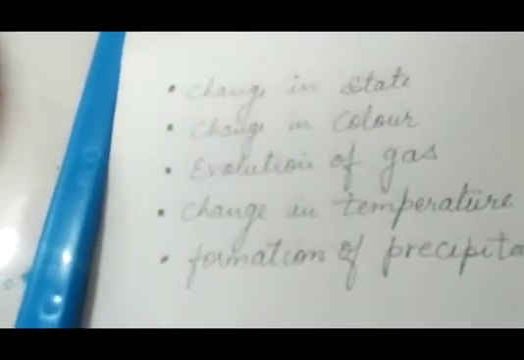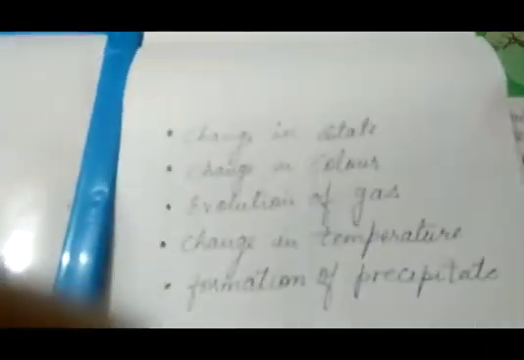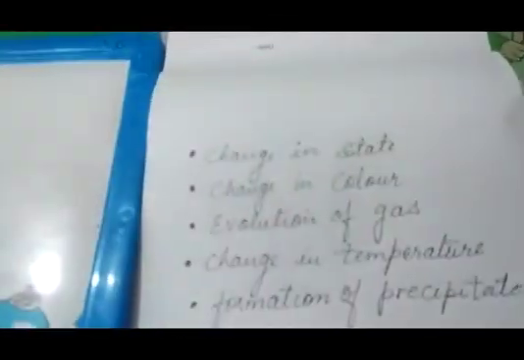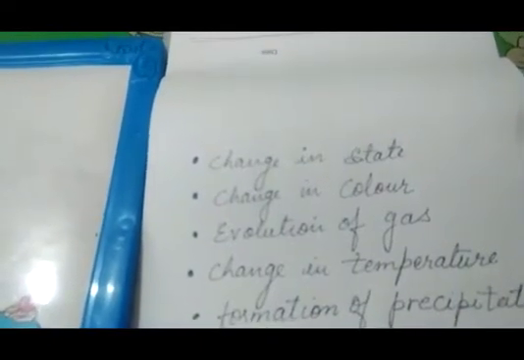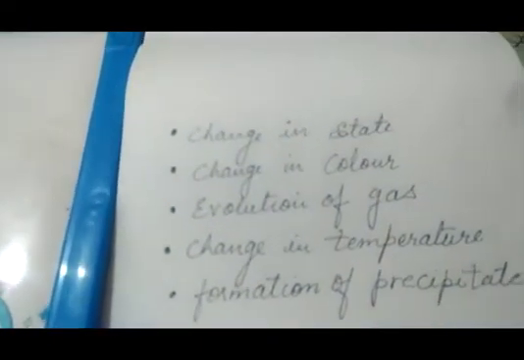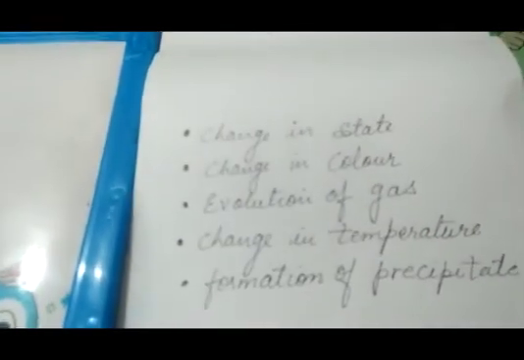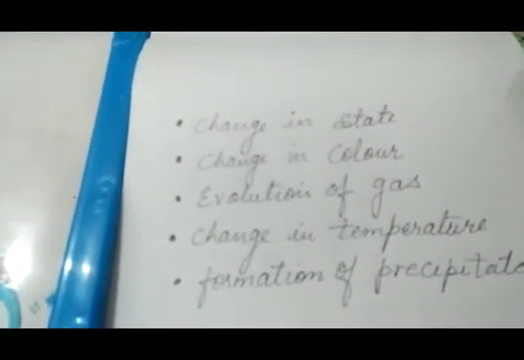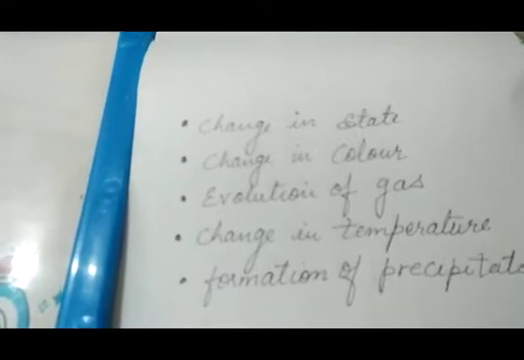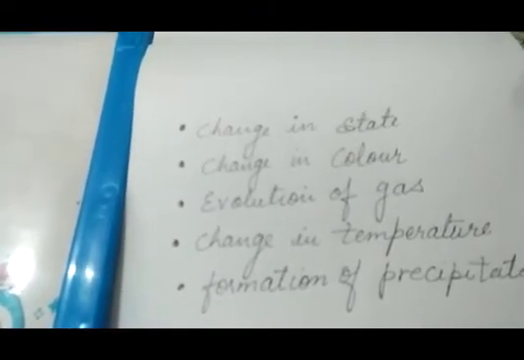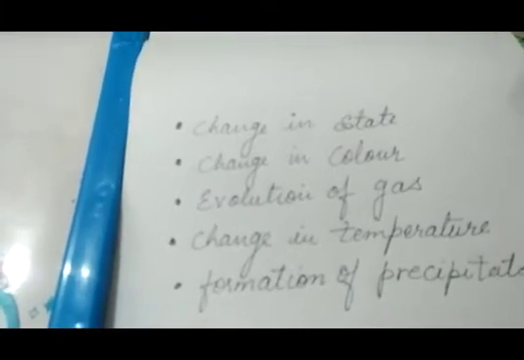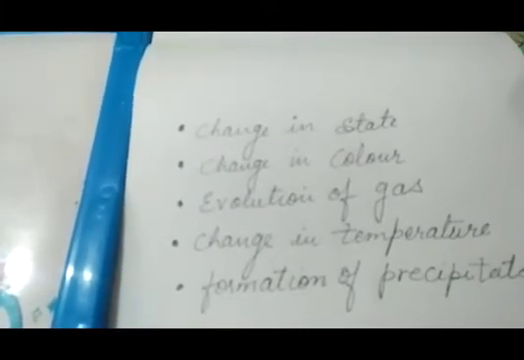Change in state. In some reactions, during a chemical reaction, the substance changes from solid to liquid or to gas or vice versa. In some chemical reactions, different colors are obtained at the end. Some chemical reactions are accompanied by the evolution of a gas like carbon dioxide or hydrogen.